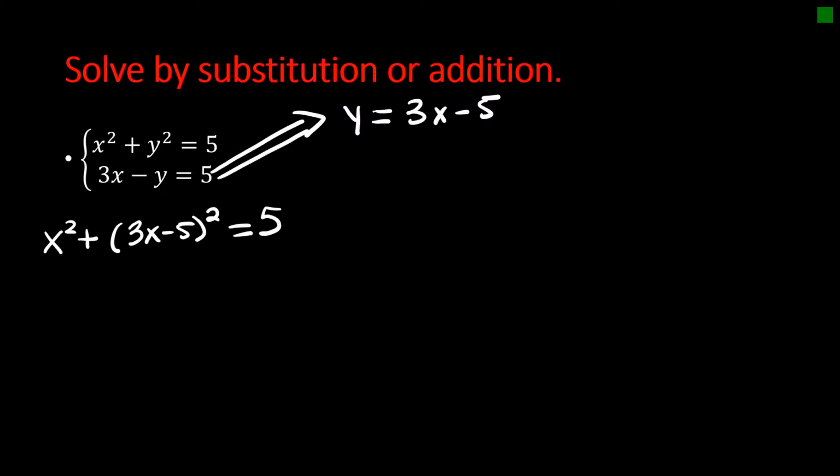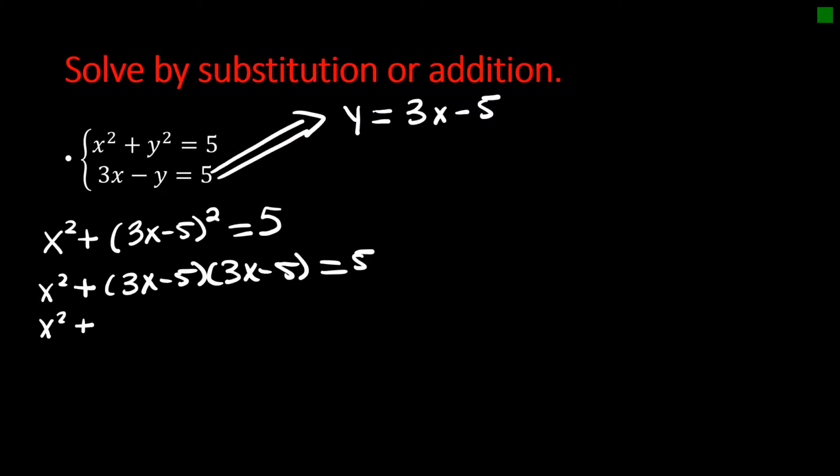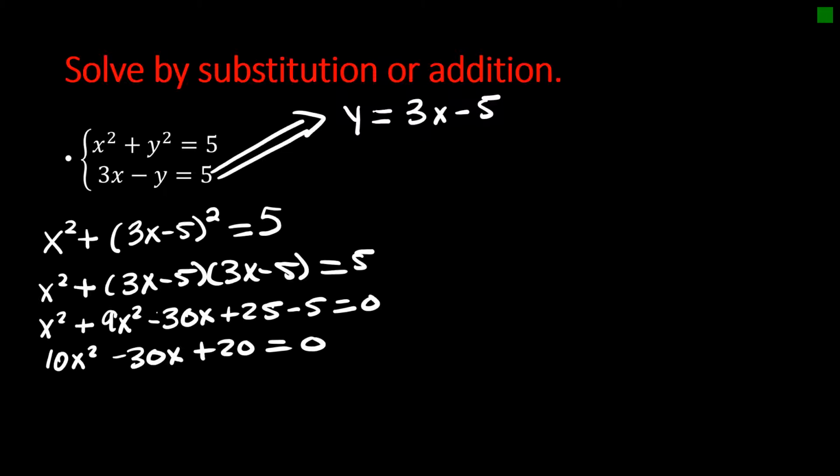So what I have done is created an equation in one variable. So I have x squared plus 3x minus 5 times 3x minus 5. Now, it may be helpful to go ahead and write that out and use FOIL versus trying to do it in your head. You cut down the likelihood of errors. When I FOIL this out, I get 9x squared minus 30x plus 25. And I'm going to go ahead and bring that 5 over on the right-hand side. So I have 10x squared when I combine like terms, minus 30x plus 20 equals 0.